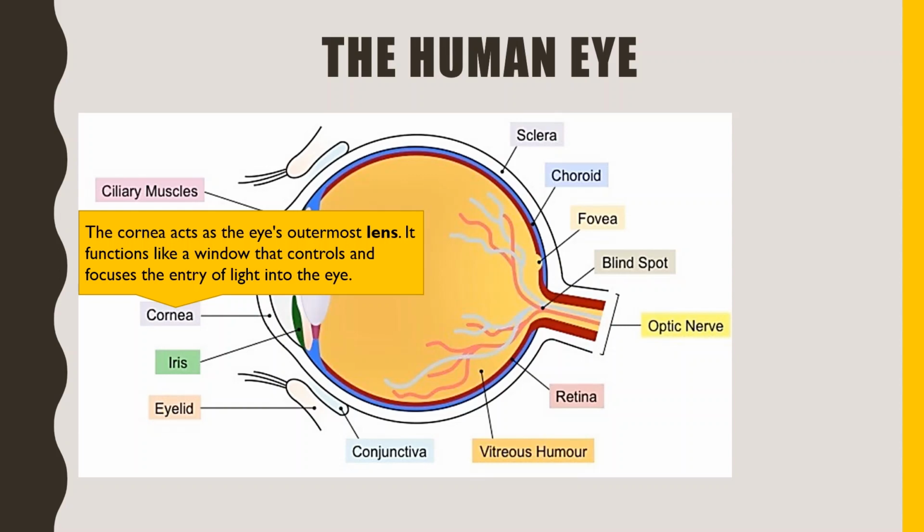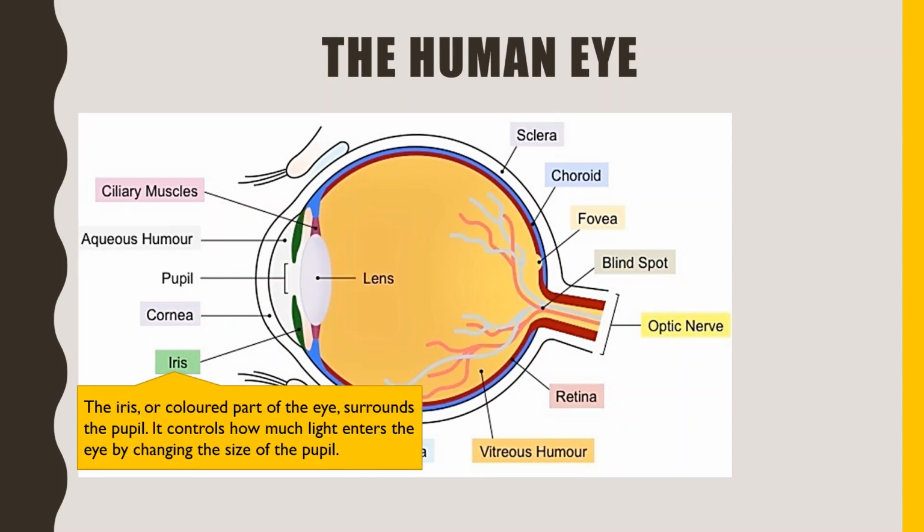So basically, what is the cornea? The cornea is the outermost layer, that is the first layer of the human eye, you can call it. What does it do? It acts as the entry for the rays of light. So actually the rays of light enter through this cornea. Also, it has a second function to perform. The cornea also protects your eyes from all foreign material. So this is the basic function of the cornea. It acts as the eye's outermost lens, a window that controls and focuses the entry of light into the eye.